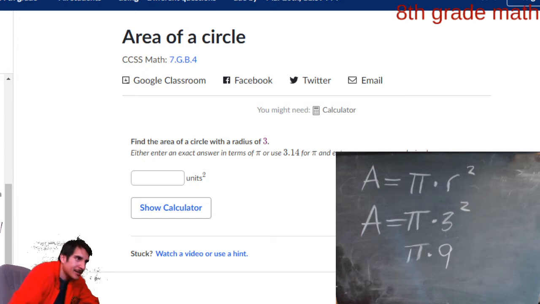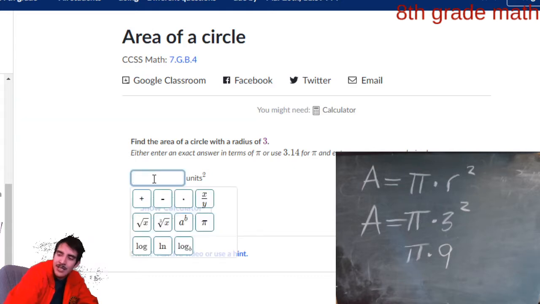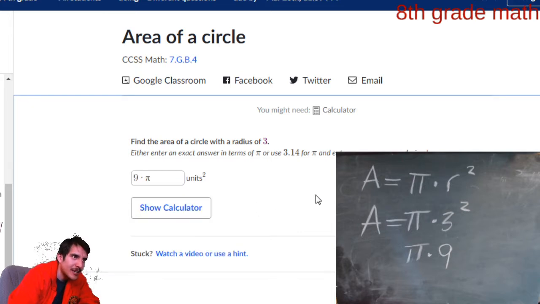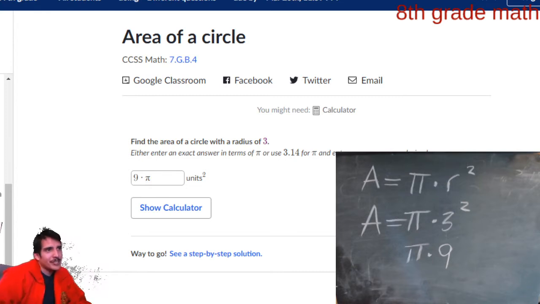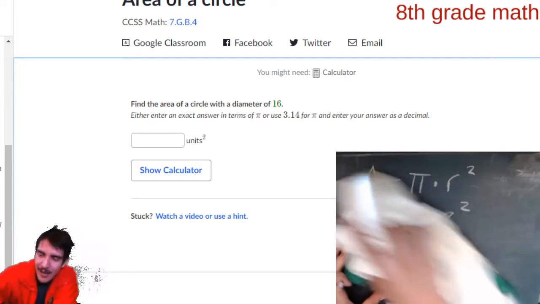Again, I'm going to use the calculator for this one because I'm feeling lazy. Oh, wow, it says here, either enter an exact answer in terms of pi or use 3.14 and enter the decimal. I am just going to use 9 times pi because they said we're allowed to do that. That's going to be a nice little shortcut. Now, if you need to find out the decimal version, you do 9 times 3.14. Okay? Easy peasy, right?